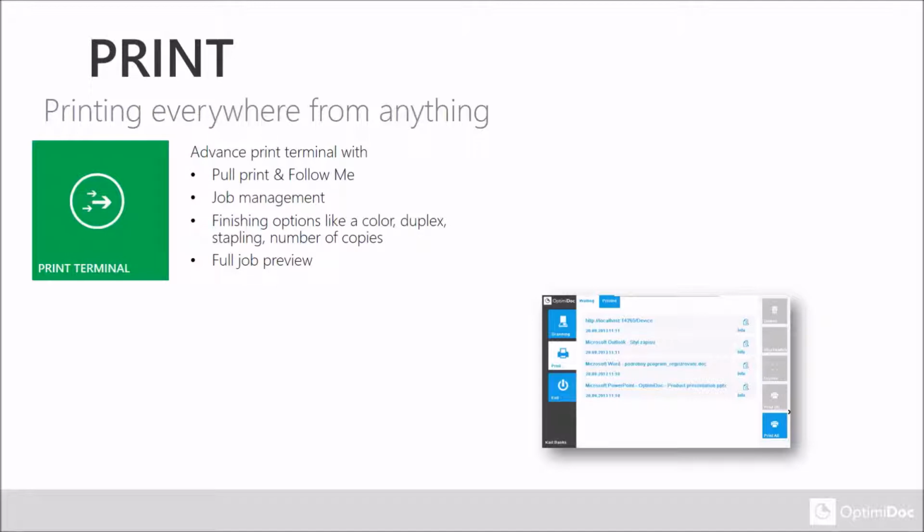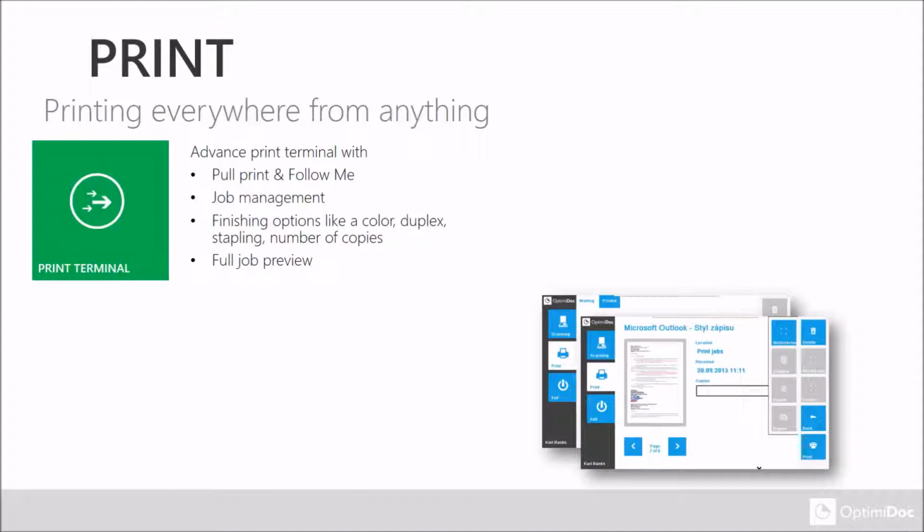And through this interface, you can manage your jobs like select printed jobs which you want to print, or define the finishing options like color printing, duplex, stapling, or definition of number of copies of the print jobs. In the detail of each document, you can see the complete preview and browse the pages. So that is the print terminal.